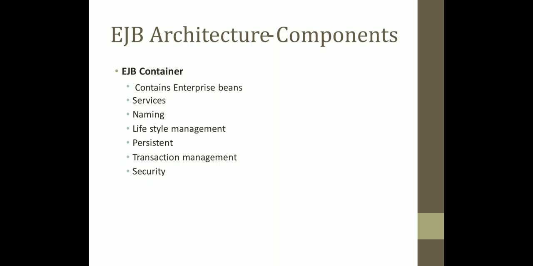Right? Then the server resources like memory and threads are utilized by the container by managing the life cycle of beans. This container uses standard interfaces that are defined in the EJB specification to make the required services available to beans, for example, the transaction service. Plus, the container manages the persistence, transactional properties, and security of EJB by interacting with classes that are created by deployment tools. So these are the focus points of the EJB container: it contains enterprise beans, and it provides services, naming, lifecycle management, persistence, transaction management, and security.